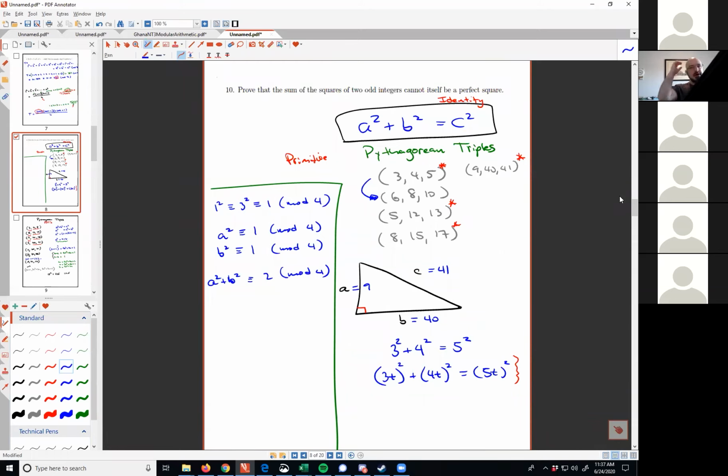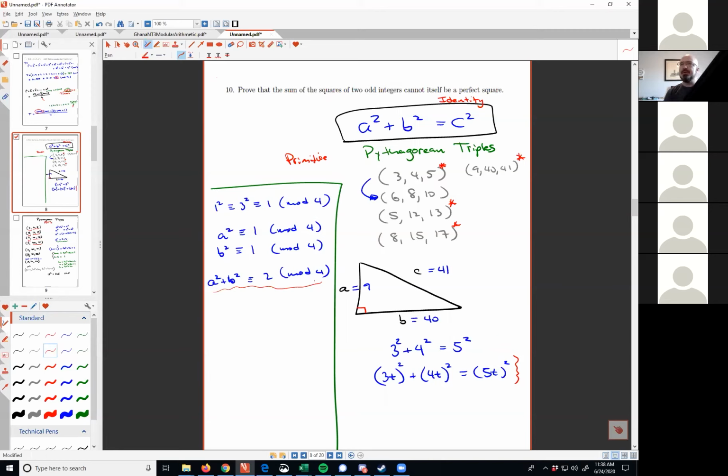So why is 2 mod 4 interesting? 2 mod 4 is not part of the residues we can get for perfect squares. Exactly. Good work. A squared plus b squared, a perfect square, n squared, can only be 0 or 1 mod 4. So this cannot be a perfect square.